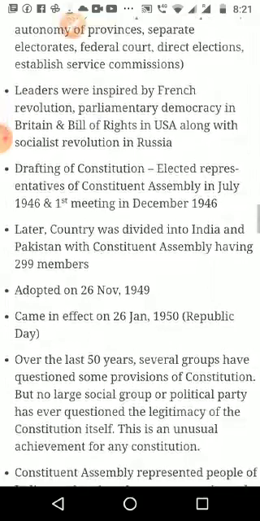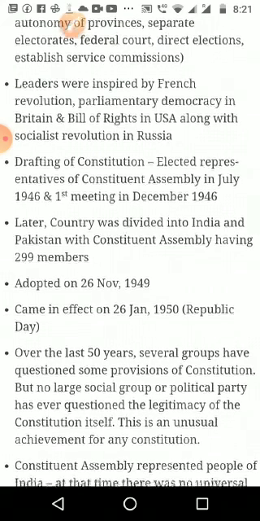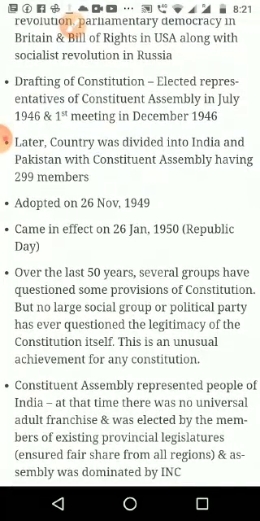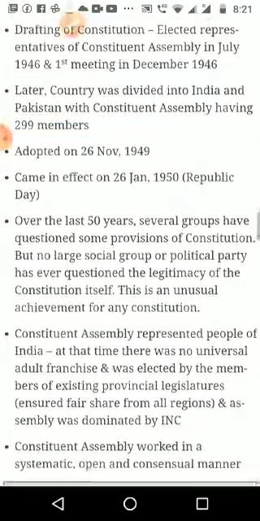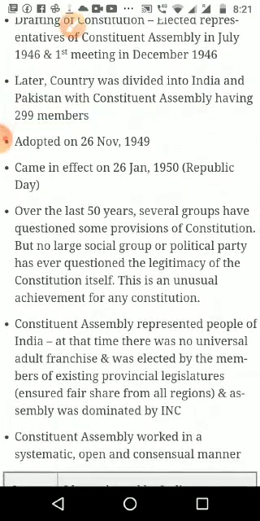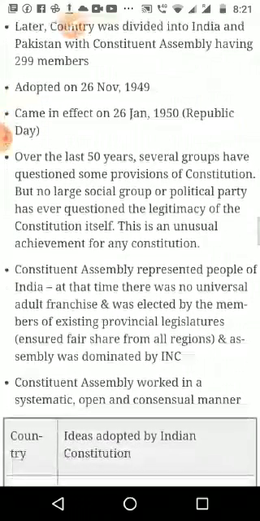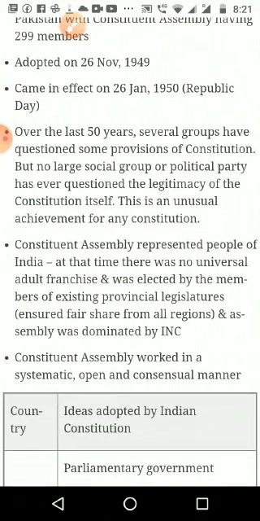Leaders were inspired by the French Revolution, parliamentary democracy in Britain, and the Bill of Rights in the USA, along with the socialist revolution in Russia. For drafting the Constitution, representatives of the Constituent Assembly were elected by July 1946, and the first meeting was in December 1946. Later, the country was divided into India and Pakistan, with the Constituent Assembly having 299 members. It was adopted on 26th November 1949 and came into effect on 26th January 1950, Republic Day.